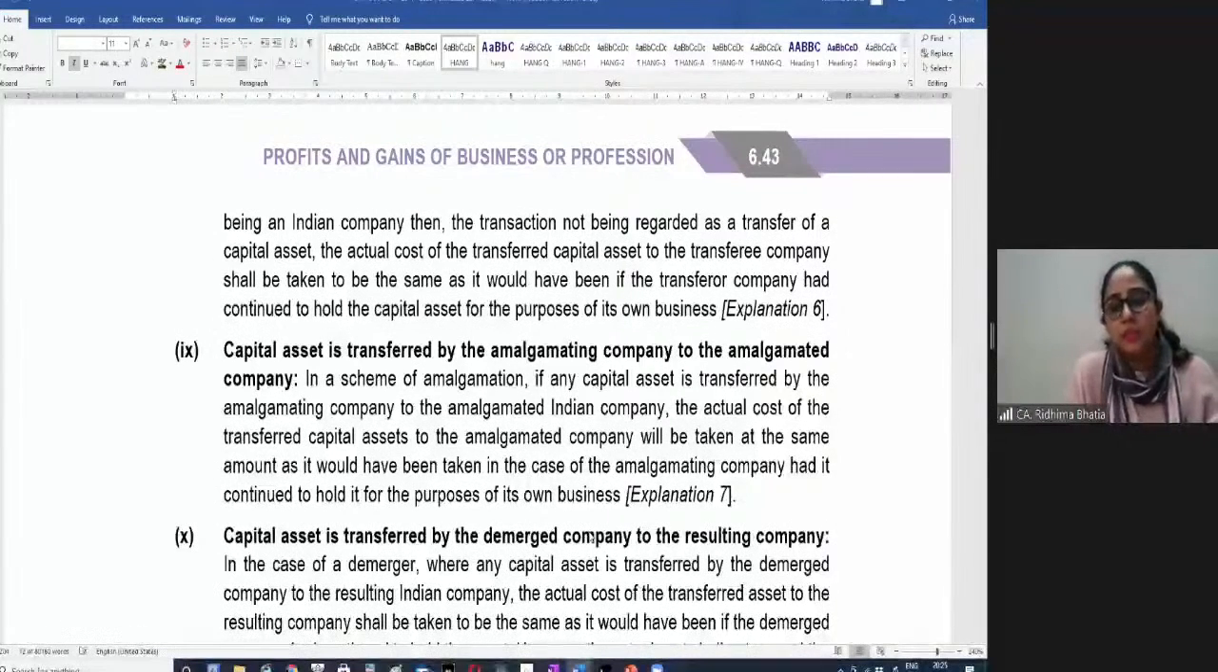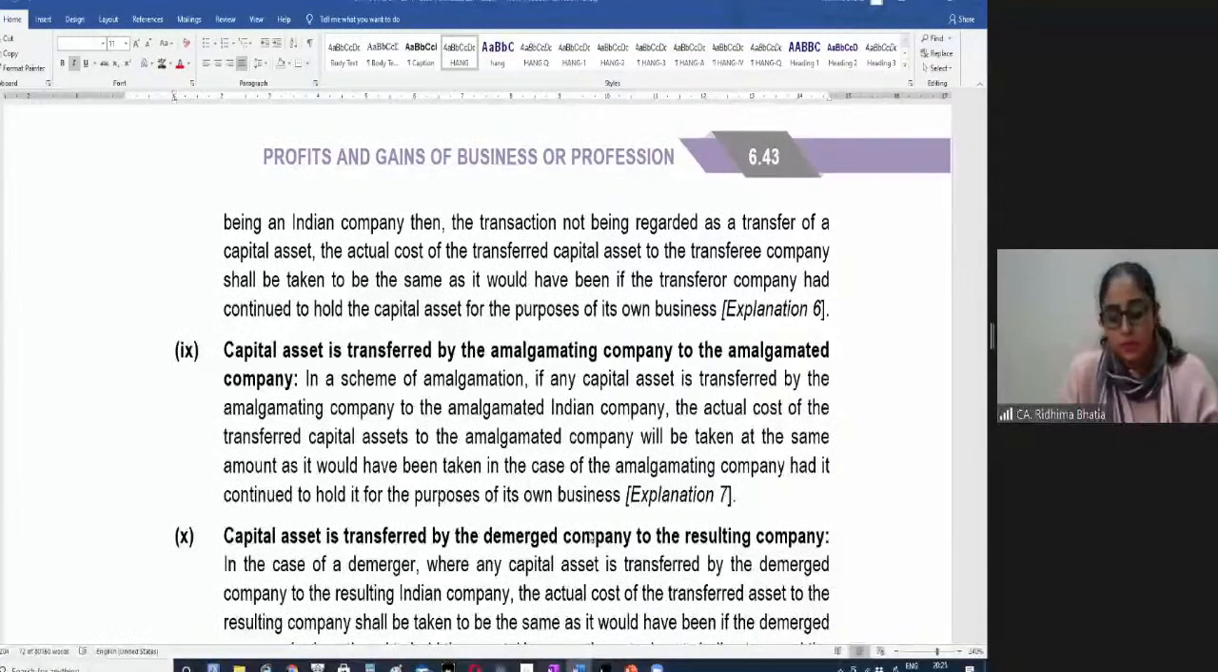Next is amalgamation and demerger. Amalgamation and demerger case may happen the same way. Now the actual cost you have to calculate for amalgamation would be for the amalgamated company. Again, the actual cost would be the same had the original company continued to hold it.